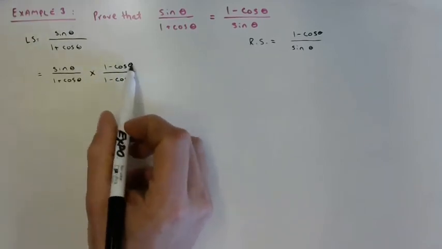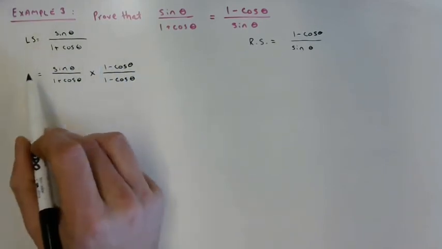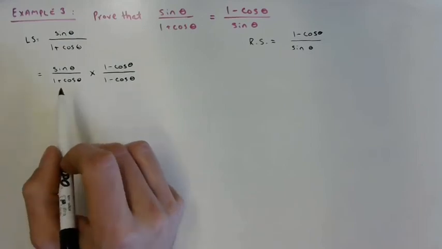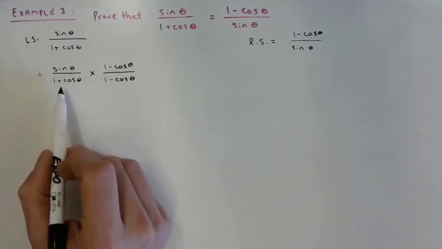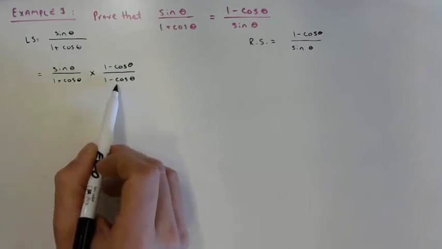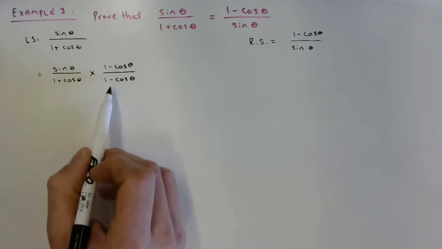Can we agree that this is equal to 1? Yes. And multiplying by 1 does not change the value of anything, okay? So this is still the exact same value, but now look at what's going to happen when I multiply bottom times bottom. I have the product of a sum and a difference. It's going to result in the difference of squares, okay?